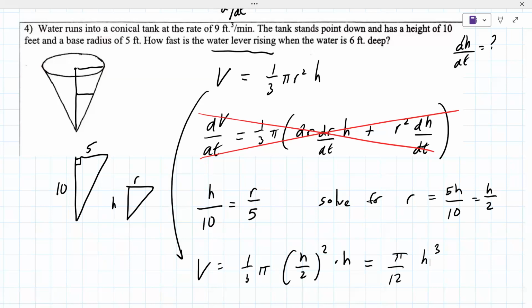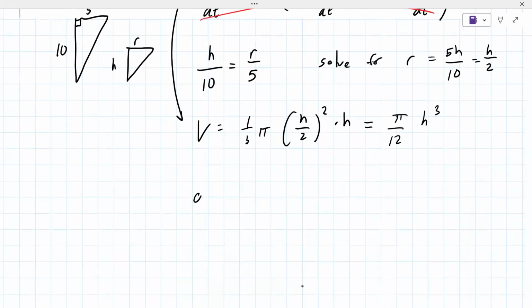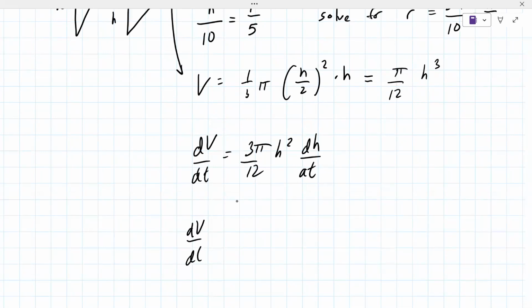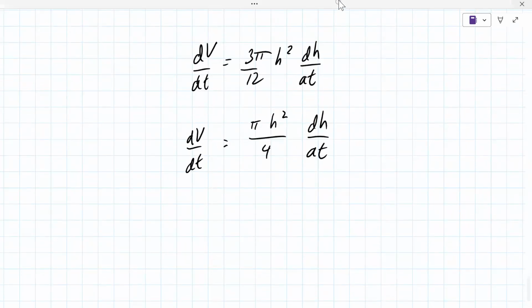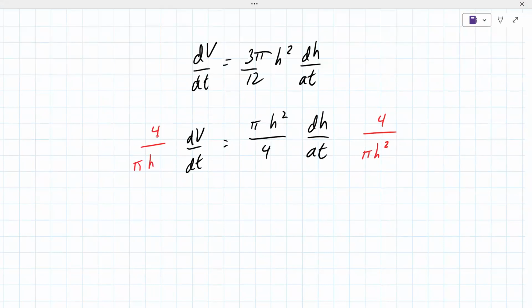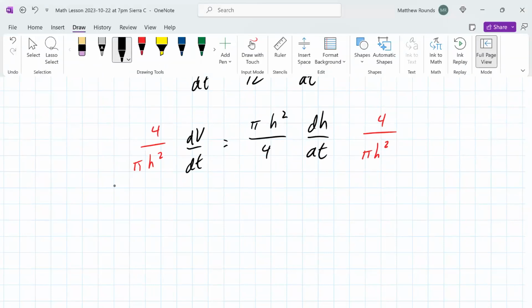And then we find the derivative of that equation. Yes, exactly. It's in one variable, so there's no product rule. 3 pi over 12 h squared dh/dt. It's a lot nicer now to deal with. So you've got dV/dt equals pi h squared over 4, and then you can solve for dh/dt. You do that by multiplying by the reciprocal. Oh, that makes so much sense.